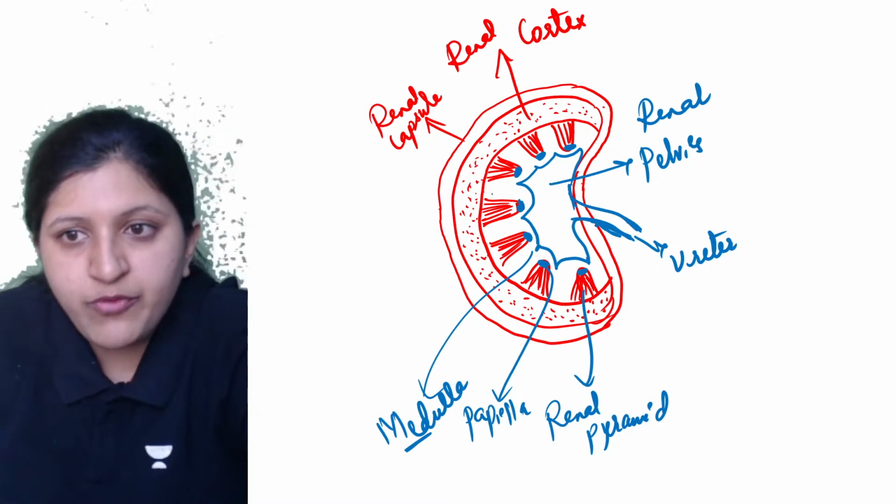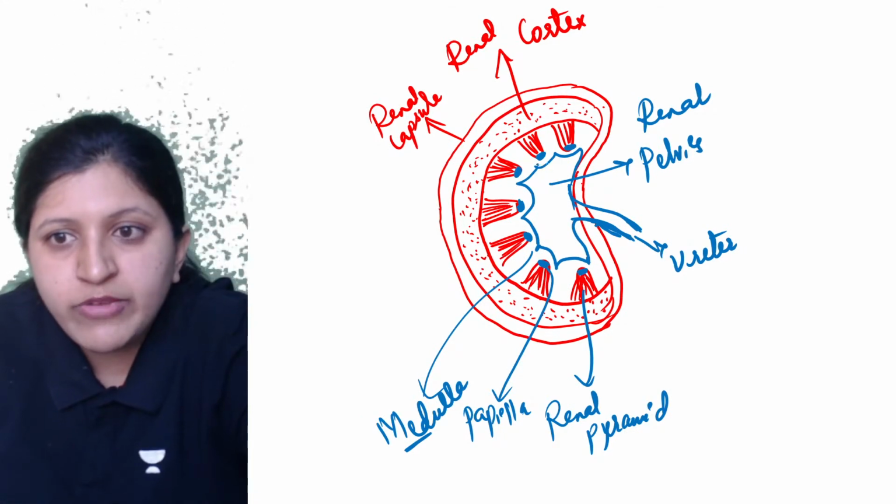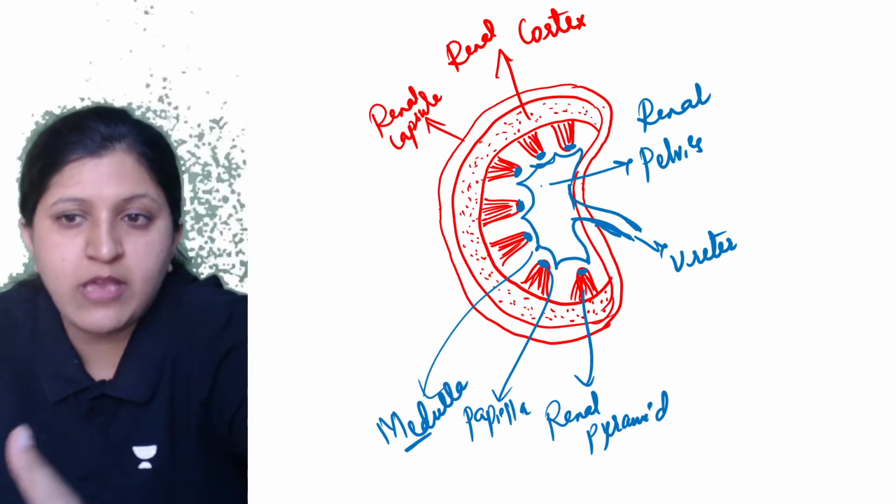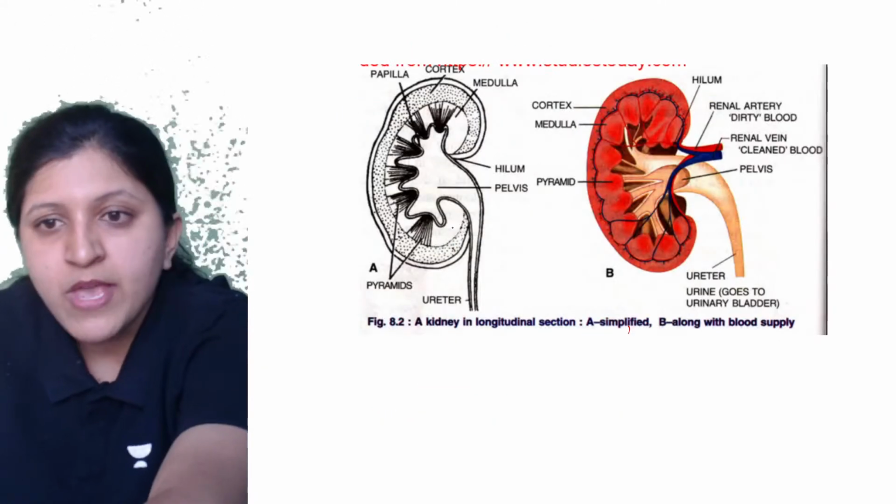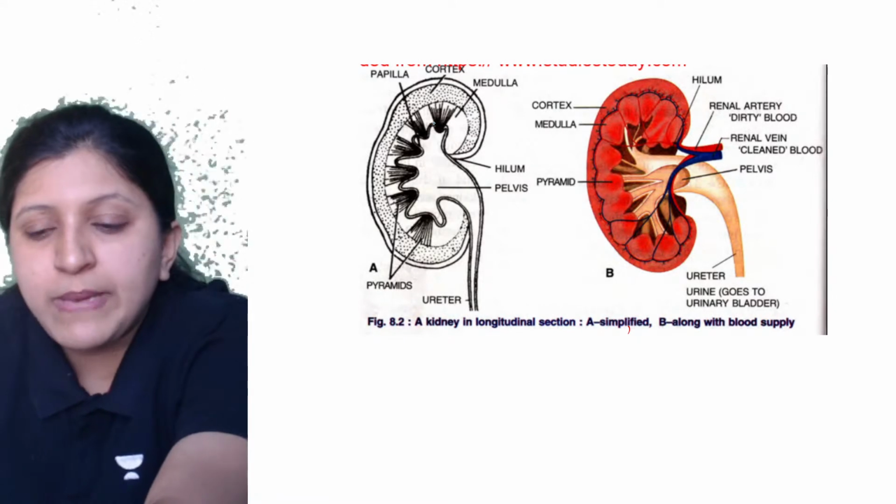Once the urine formation occurs, all that urine will first enter the pelvic area. That is the pelvis area. So you can see they are all completely in association.